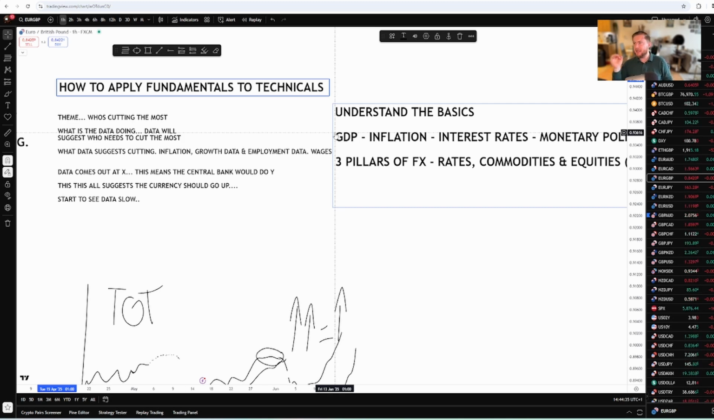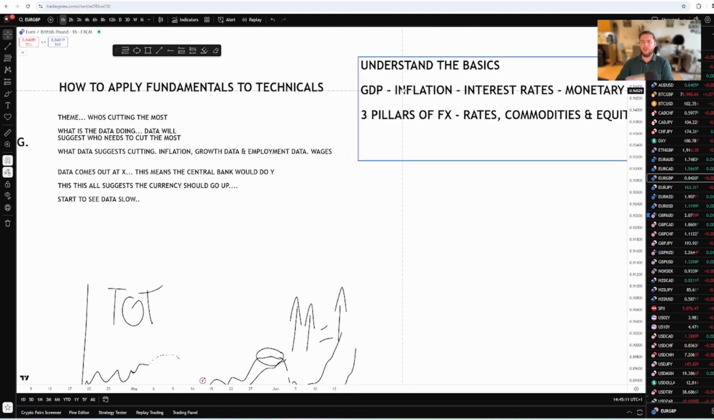Once you have those three nailed down, then understand there are three pillars to FX: rates, commodities, and equities. Any one of those three, in a normal market environment, removing tariffs and any other external factors like wars, are the main drivers of FX. It's either rates, which is a function of policy. If it's not rates, it's then commodities. So if oil prices are spiking, you might see the Canadian dollar go higher with it. And then, of course, equities, or risk on, risk off, as it's commonly referred to.